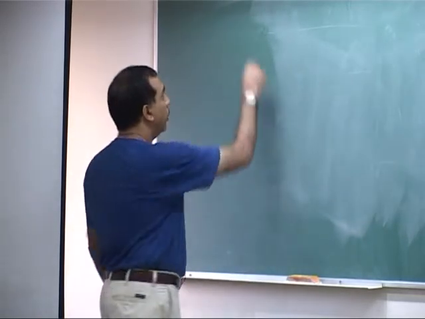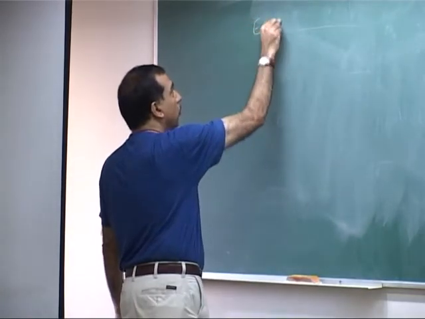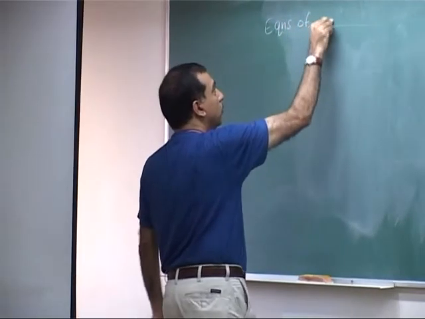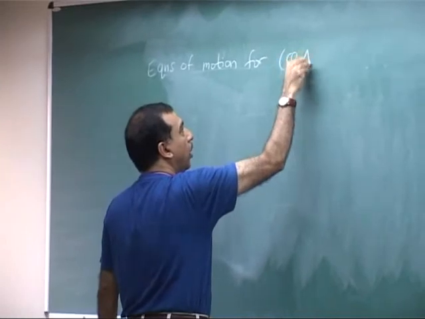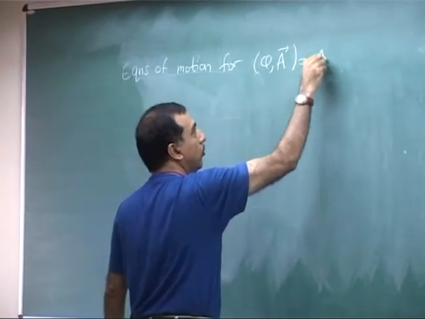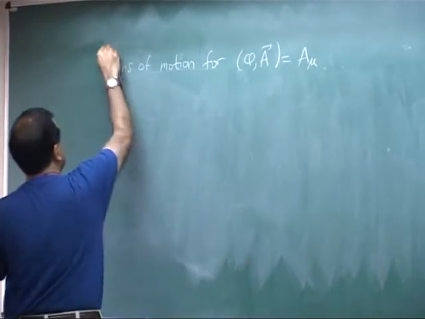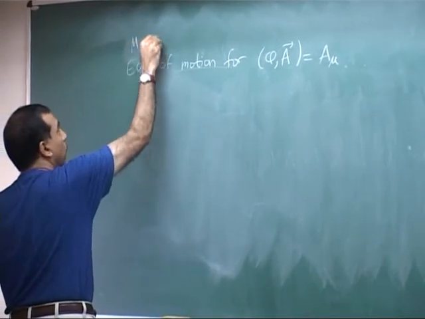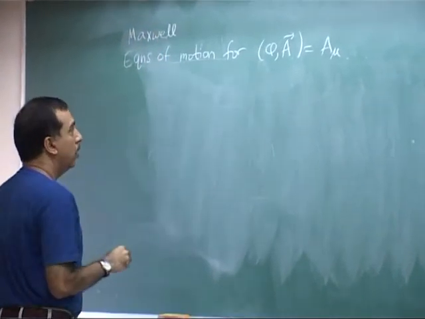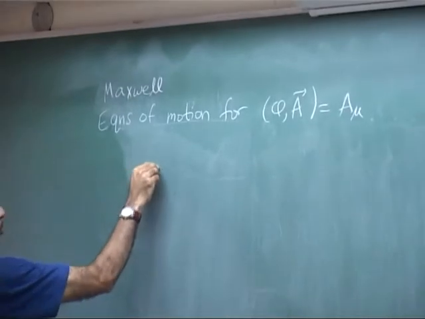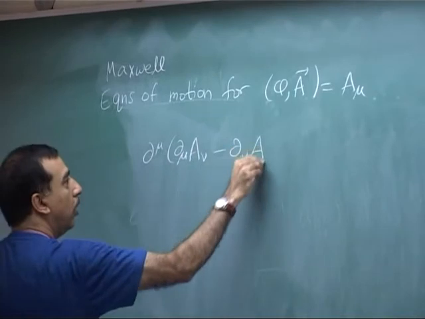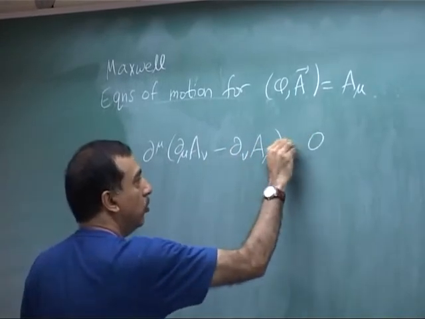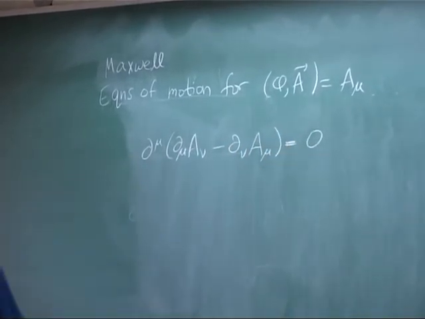And the equations of motion for the known phi and A, which we'll call A mu. So these are Maxwell equations. And these are del mu A nu minus del nu A mu equals 0 in free space. We're doing everything in vacuum.